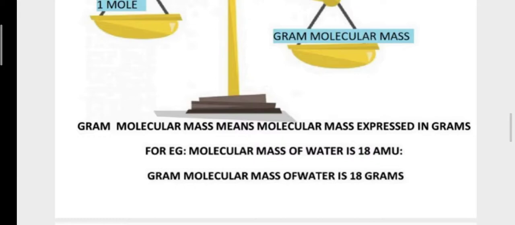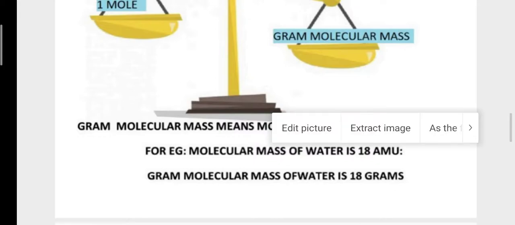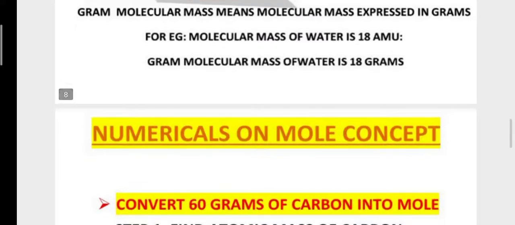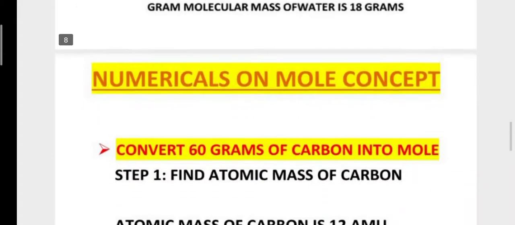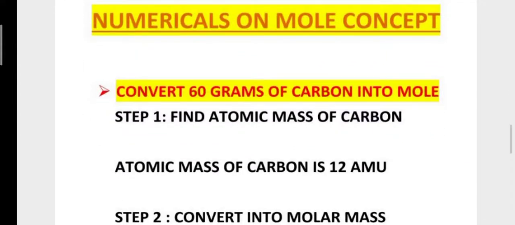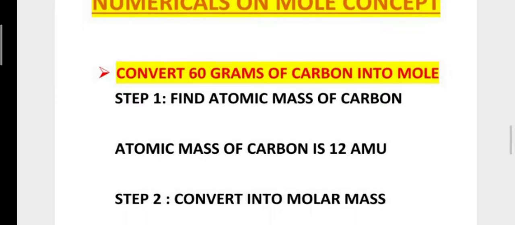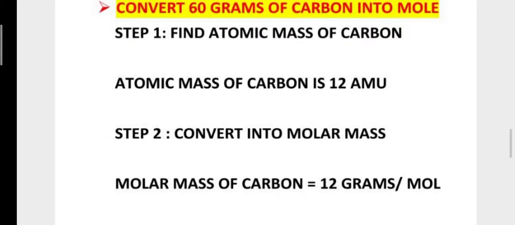It will be more clear if we see some examples in the form of numericals. Let us try to solve few numericals based on mole concept. Number 1. Let us convert 60 grams of carbon into mole. So what is step 1? Find the atomic mass of carbon. We know atomic mass of carbon is 12 AMU.